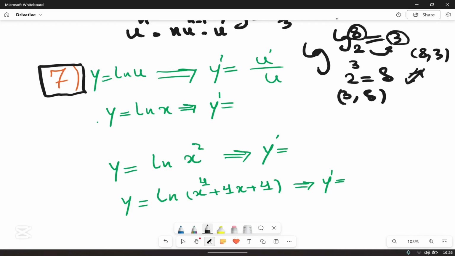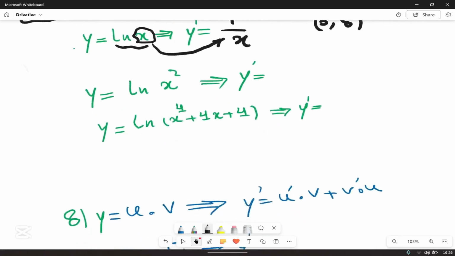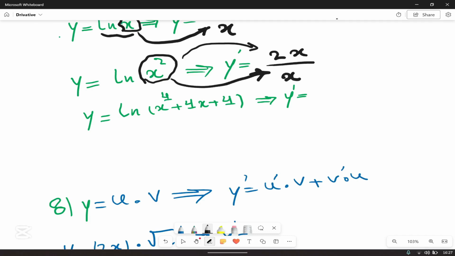But what is the ln? ln is the logarithm in base e, the Napier number, and so on. Okay, if your function is ln u, your derivative is so simple: u prime divided by exactly u. So for ln of x, what is the derivative of x? It is 1 divided by x. But what is the derivative of ln of x^2? The derivative of x^2 in the top is 2x, divided by x^2.